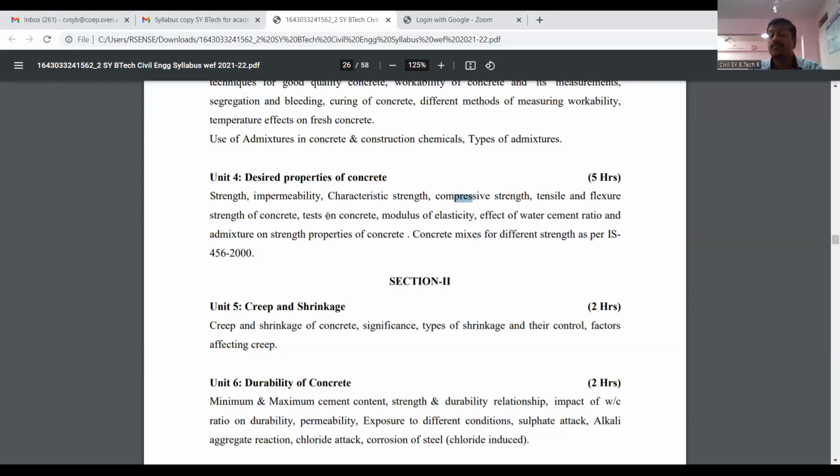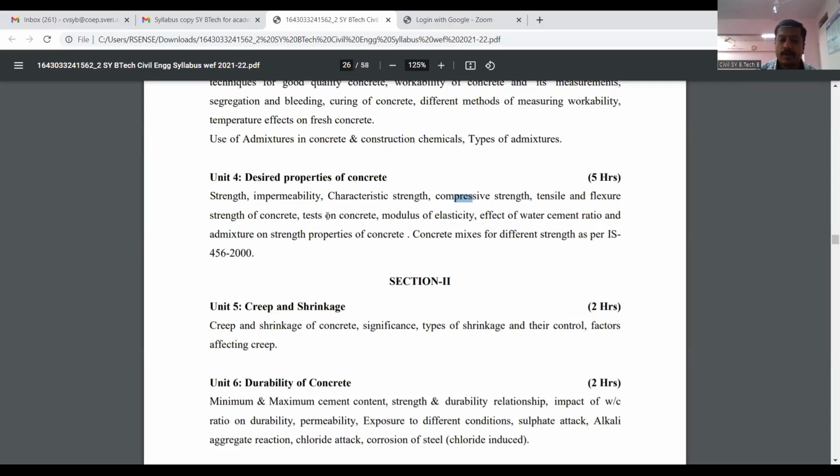Test on the concrete. Previously we have conducted the test on the fresh concrete, that is to assess the workability. Which are the tests we have performed? Which tests I have shown you to assess the workability of the fresh concrete? Slump cone test we have taken, then compaction factor test, VB consistometer test. These tests are used to determine the workability of the fresh concrete.